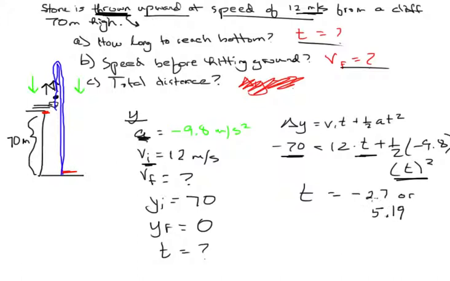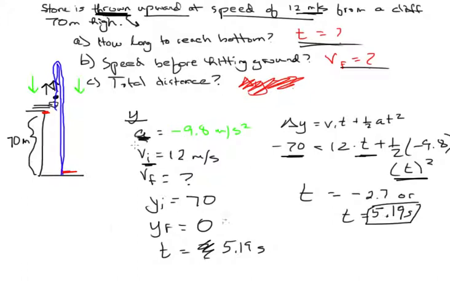So which one is it? Well, time cannot be a negative value, right? At least in this universe, not to my knowledge. So we're going to keep it at 5.19 seconds. That is the time it takes to go up and down like that. Cool. That's your time. So no longer a question mark. Now we know it.